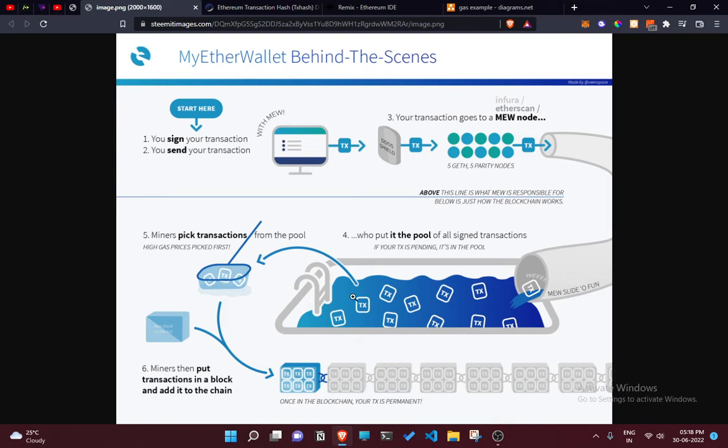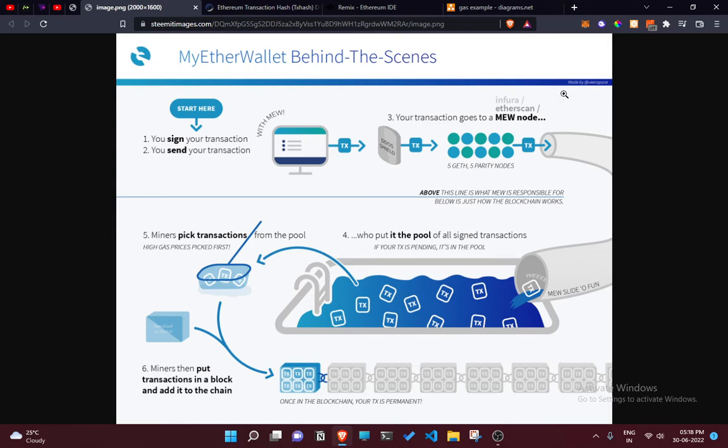The persons who pick up the transaction from here and add it to the block are known as miners. Miners are those persons who give us the computational power and help in the completion of the transaction. Let's say there's a miner A who picks up a transaction and adds it to this block. Once it is added to the blockchain, the transaction is permanent. And there's a main thing: the miner picks up first the transactions that pay a higher gas price.